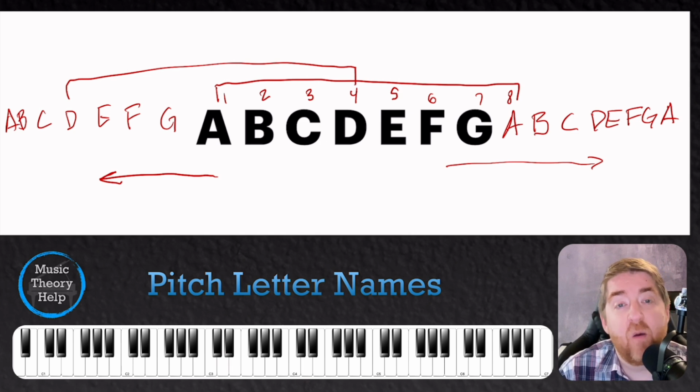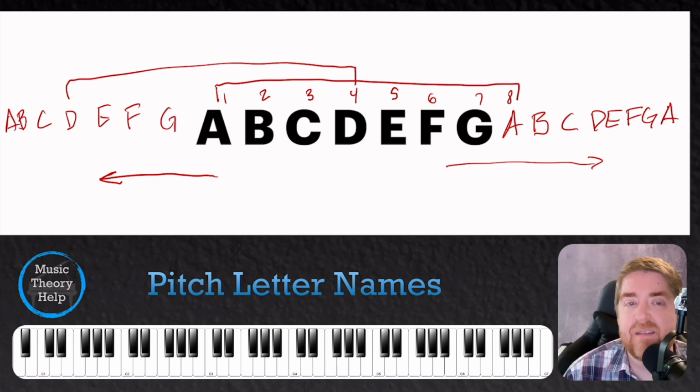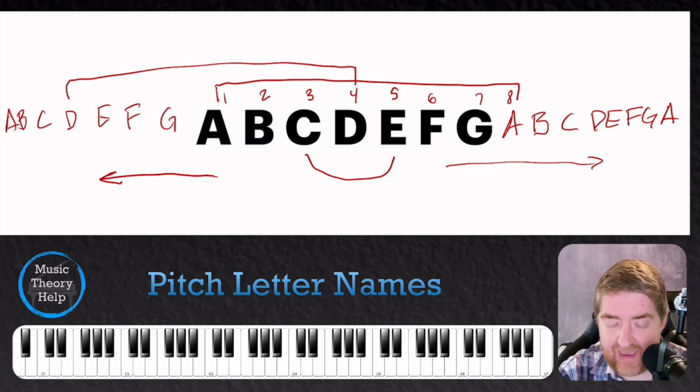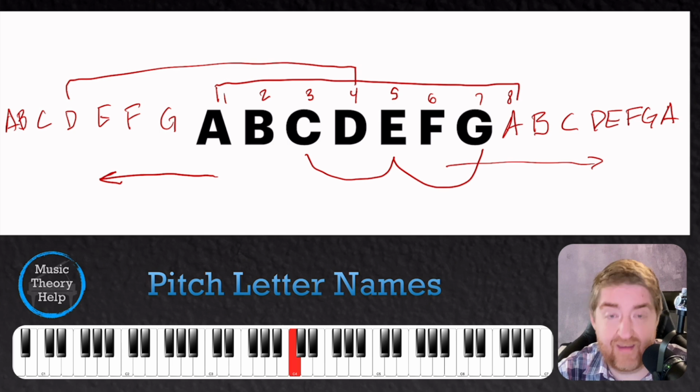Pitches which are an octave apart share a letter name. That's the first key concept. The other key concept is being able to think in thirds. Now, what is that? Thinking in thirds means skipping a letter. So we might have C, E, G.